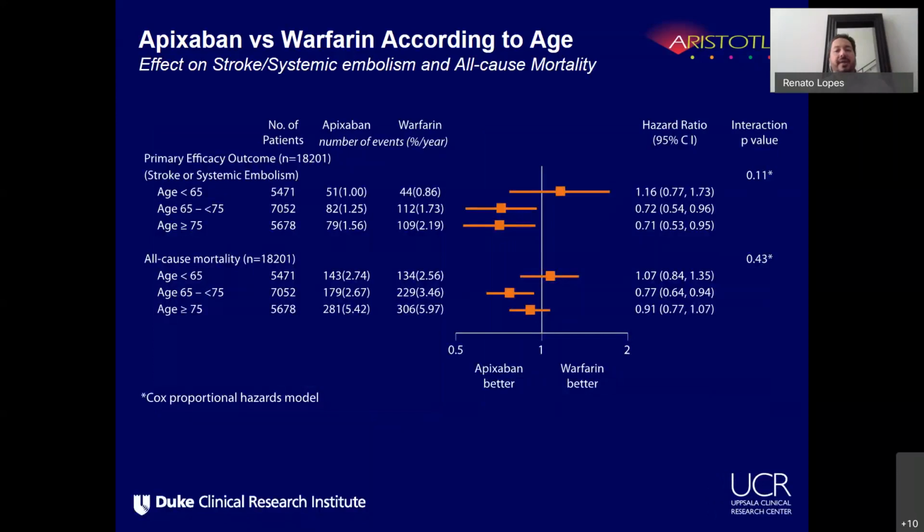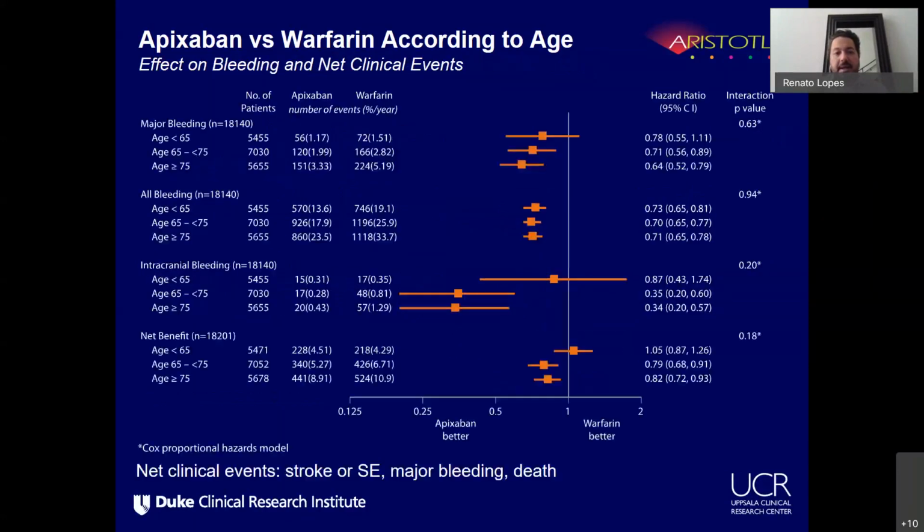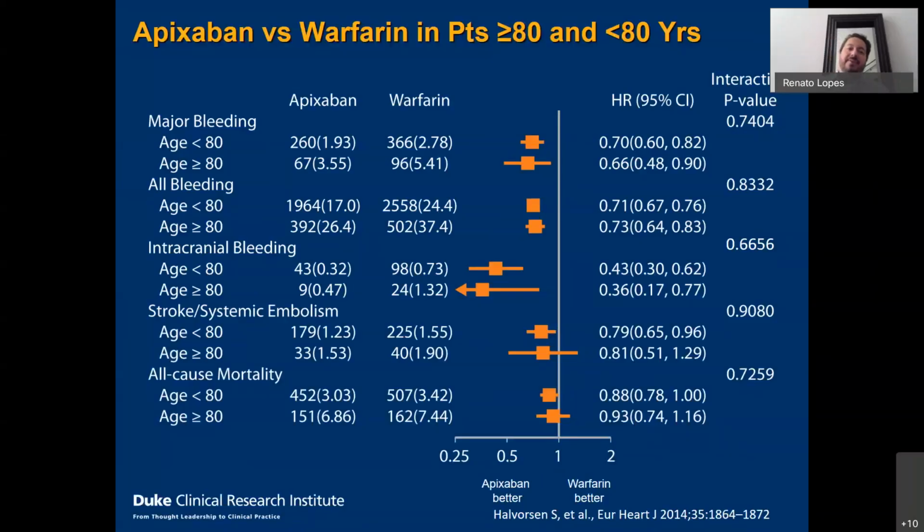We also show that in the elderly, just following the renal results, apixaban is a very efficacious and very safe drug. We can see very consistent results for all kinds of bleeds in the elderly, and even for patients over 80 years of age. So we also look at apixaban in patients above 80 and below 80, and the results are very consistent.